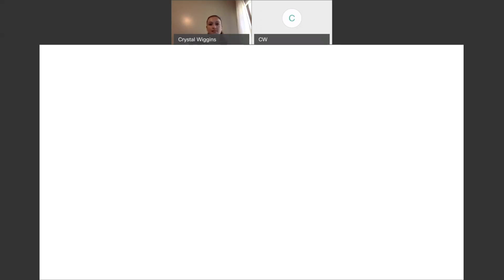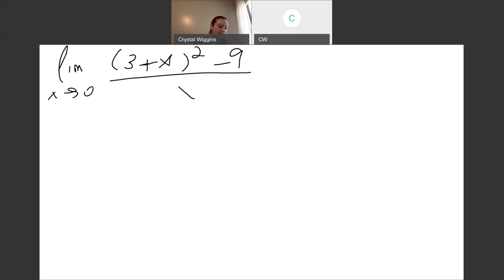Okay, so the next example is the limit as x approaches 0 of (3 plus x) squared minus 9 over x. And we know that the issue is that if we did direct substitution as it is right now, we would get a 0 right in the denominator. So what we want to do is actually multiply out the (3 plus x) squared. So we are going to do 3 plus x times 3 plus x.